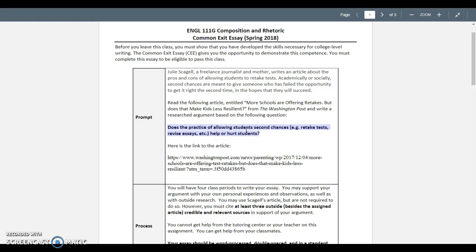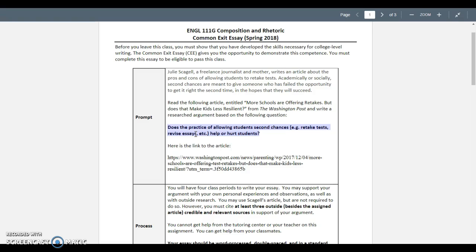I suggest that you print this out and read it again and highlight important things. Like, for example, the prompt, it's very important to look at it closely to analyze what it's asking you. For example, it's asking you about second chances. So you don't have to restrict your essay to just retaking tests or revising essays. You can discuss various types of second chances that people or students receive.